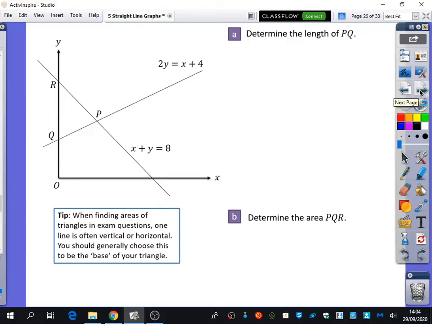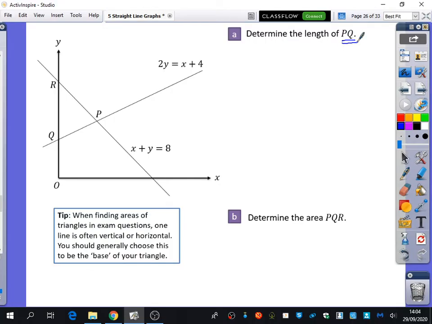So this one is going to be slightly different again. They like to have 2 lines on these equations, and we're going to try and find some different areas in just a moment. But the first thing it wants us to do in this question, we've got these 2 equations: 2y equals x plus 4 and x plus y equals 8. And the first thing it wants us to do is to find out the length of PQ.